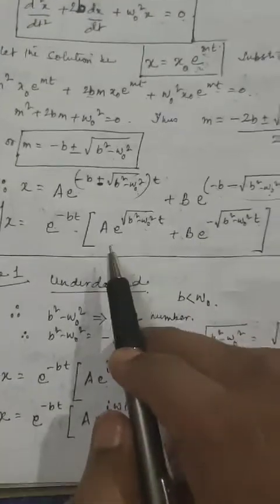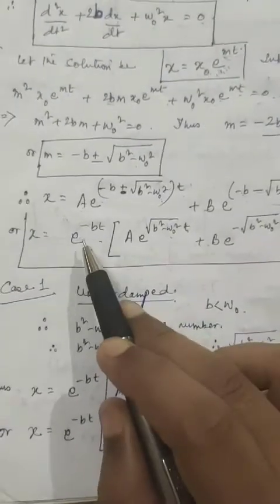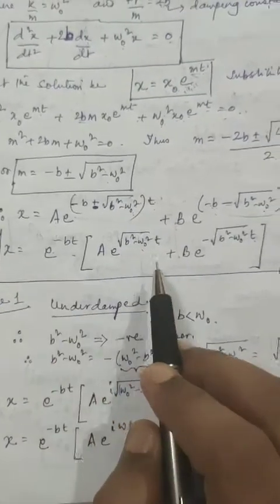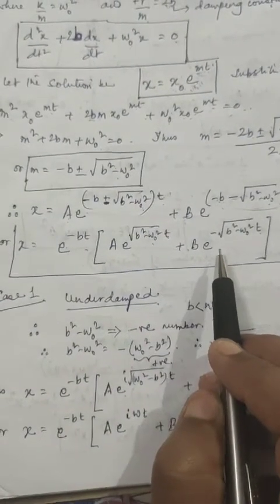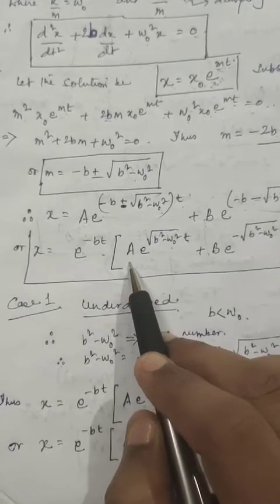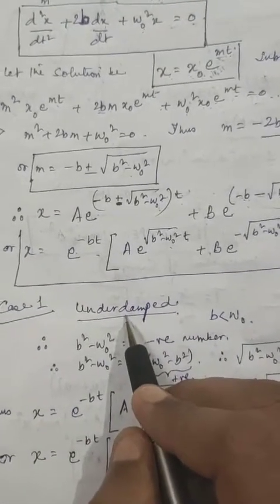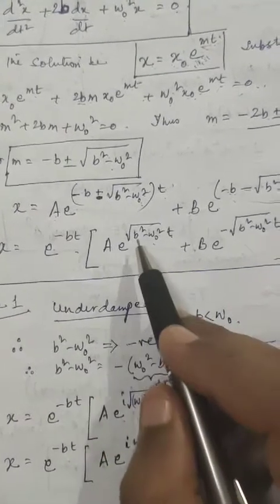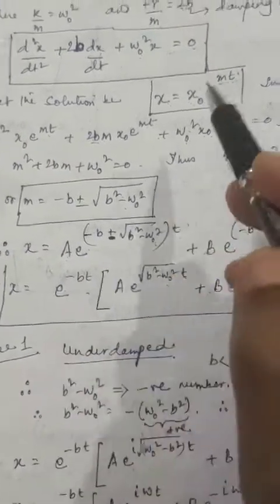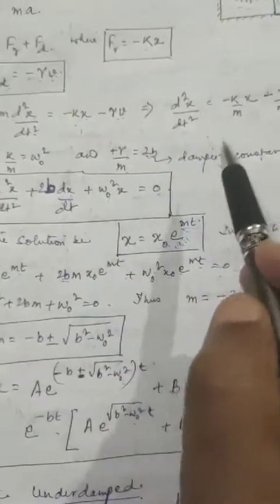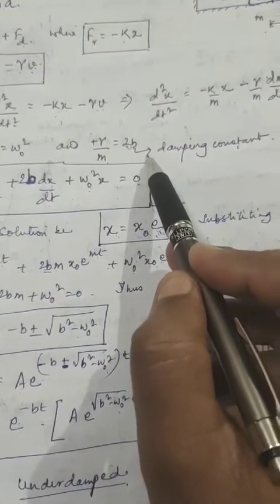Okay, students, so the last time we discussed that damped oscillation has a general solution like this. Now there are three cases that we are going to deal with. Case 1 is called the underdamped motion. Underdamped, when this value of B, remember this B was the damping constant.